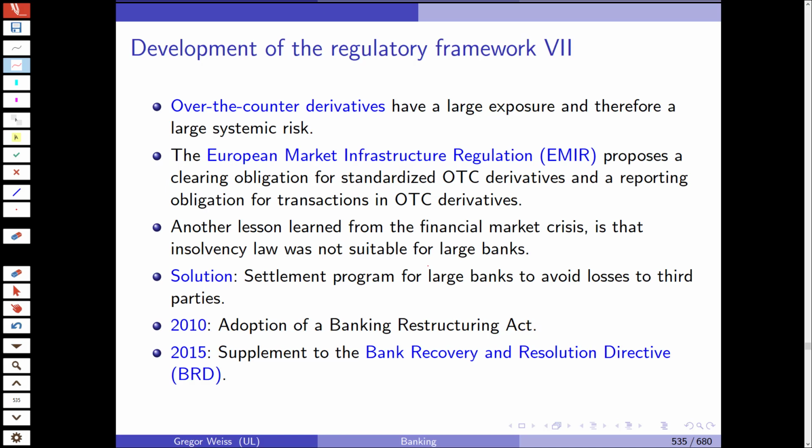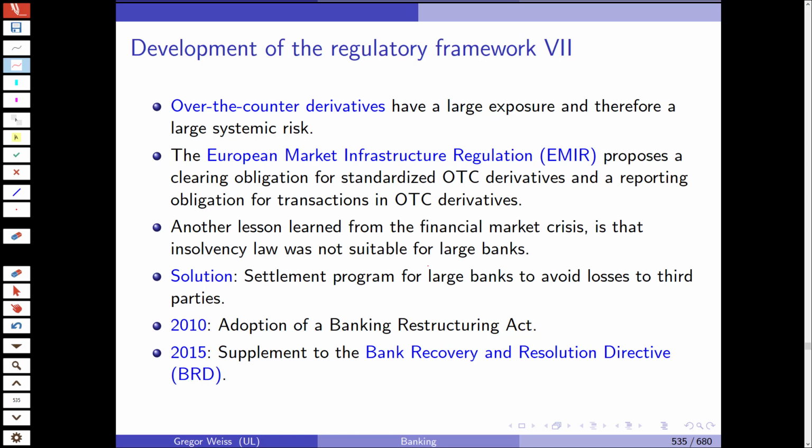Because OTC derivatives were not monitored by supervisors, they were surprised by the risk exposure of some financial institutions via their OTC derivatives contracts. So EMIR, the European Market Infrastructure Regulation, now requires banks to report these transactions.